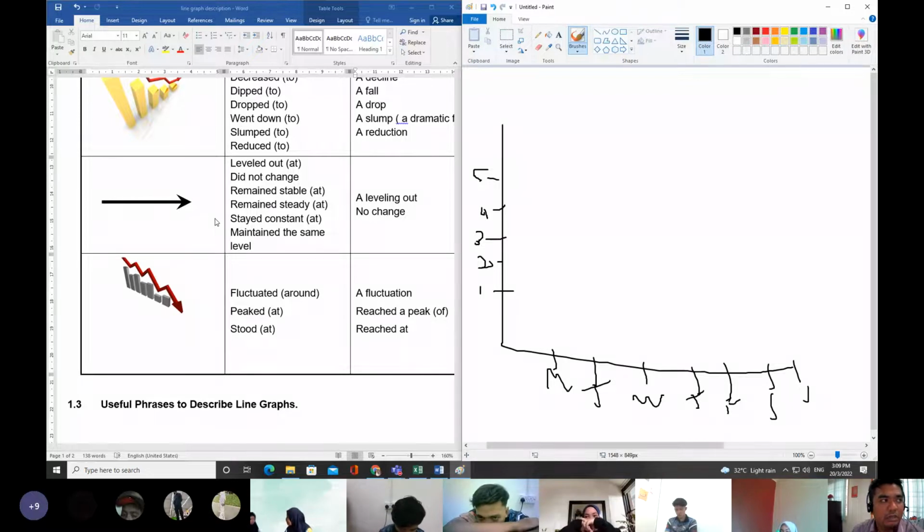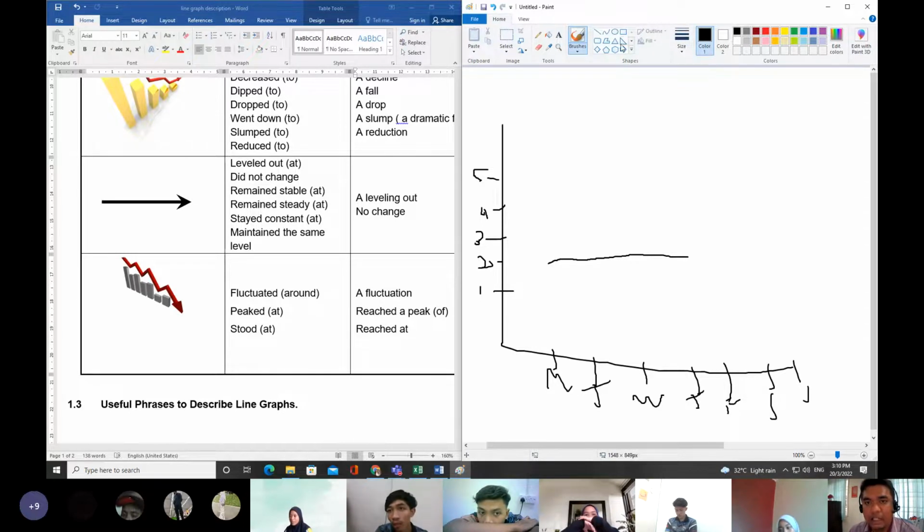So it's describing the movement of the graph that is not really moving in a sense, something like this, right? So for example, hari Isnin Timah jual 2 nasi lemak, Selasa 2, Rabu 2, Khamis 2. So it means that the data is not moving. Leveled out, horizontal, did not change, no movement, remain stable. Maksudnya jualan Timah stabil pada 2 nasi lemak setiap hari. Stayed constant. Constant means sentiasa. Maintain the same level, a leveling out, no change, meaning that the data is constant.